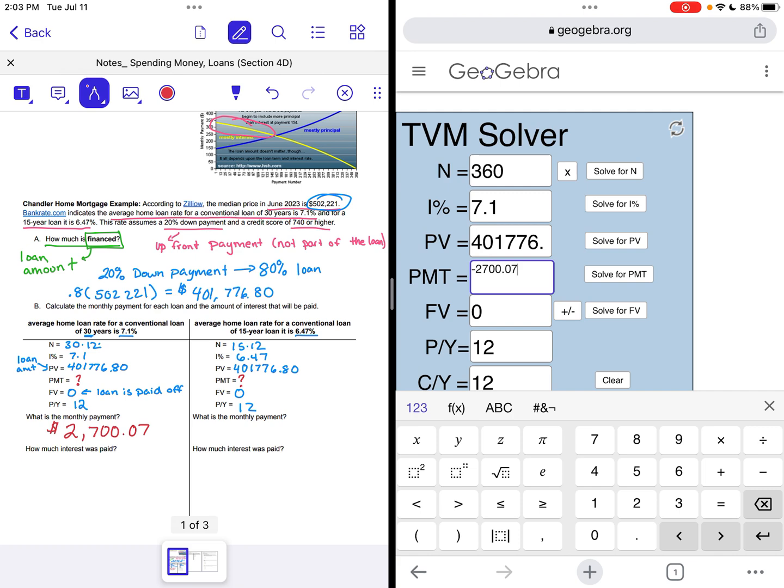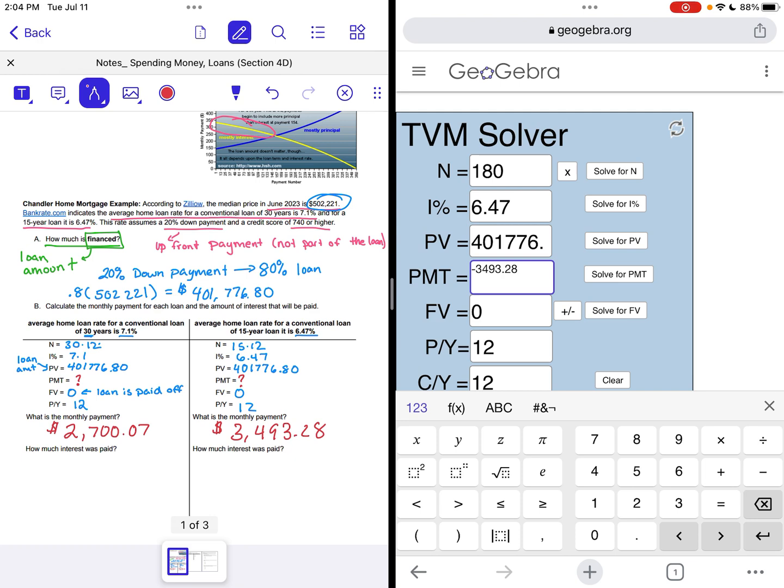All right, let's now look at the 15-year loan. If we switch over to the 15-year loan, now it's only going to be 15 times 12 because it's less time. And my interest is 6.47. And so that's going to change my monthly payment. What you should notice here is, oh my goodness, that monthly payment is significantly higher. We're going to be paying $3,493.28. And you're like, but the interest rate is lower. How is my monthly payment higher? Well, I'm paying off the same amount of a loan in a shorter period of time. So my monthly payment ends up being higher.